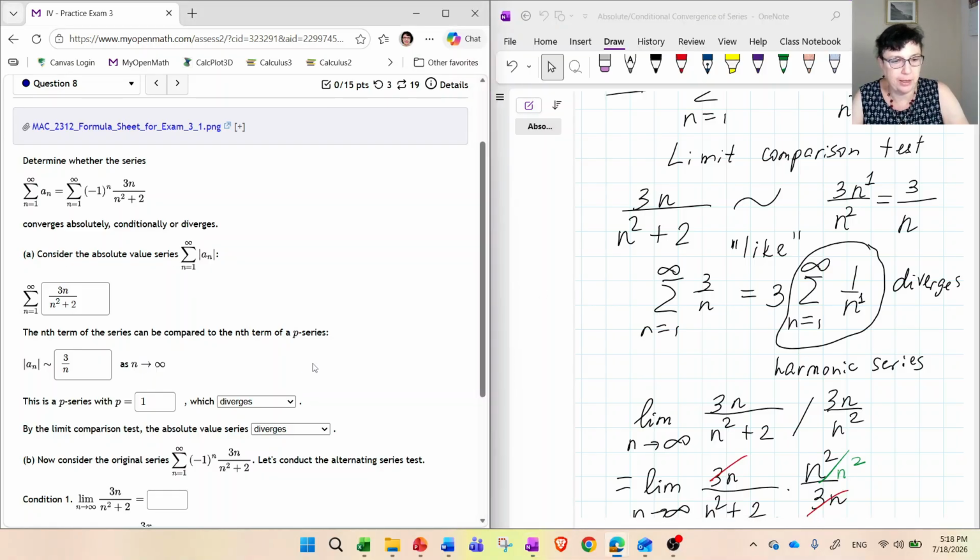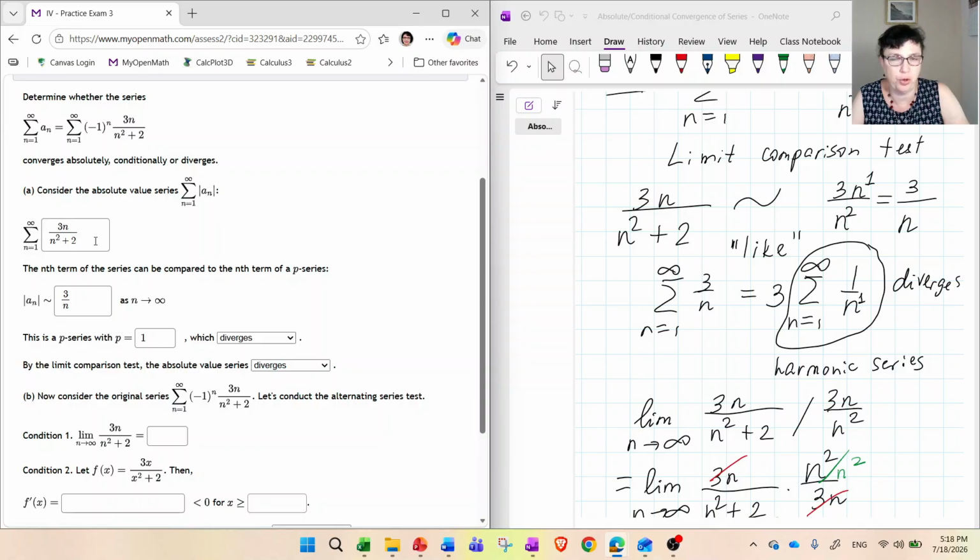So that means that the absolute value series converges. I'm sorry, diverges, because it was like harmonic. Okay, that's bad news. Why is that bad news? Because if at this point you said it was convergent, you would stop. You would just say, okay, the original series also converges by this big theorem that says if the absolute value converges, the original one also converges. So then you would say the original one converges absolutely, nothing else I have to do.